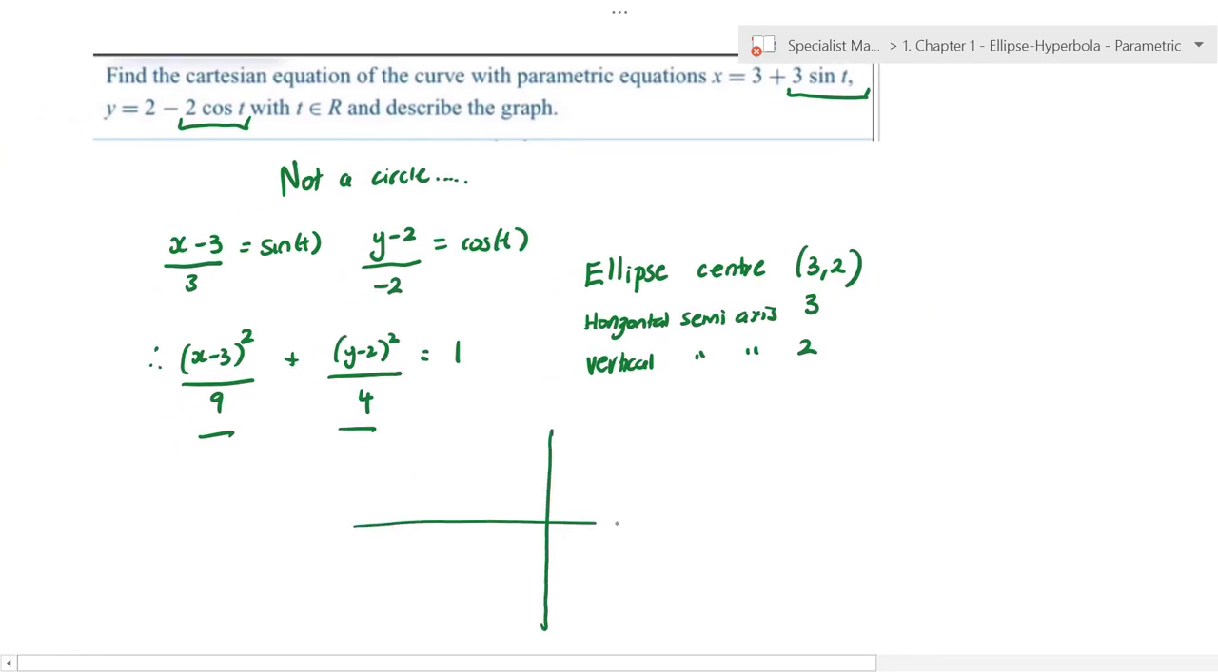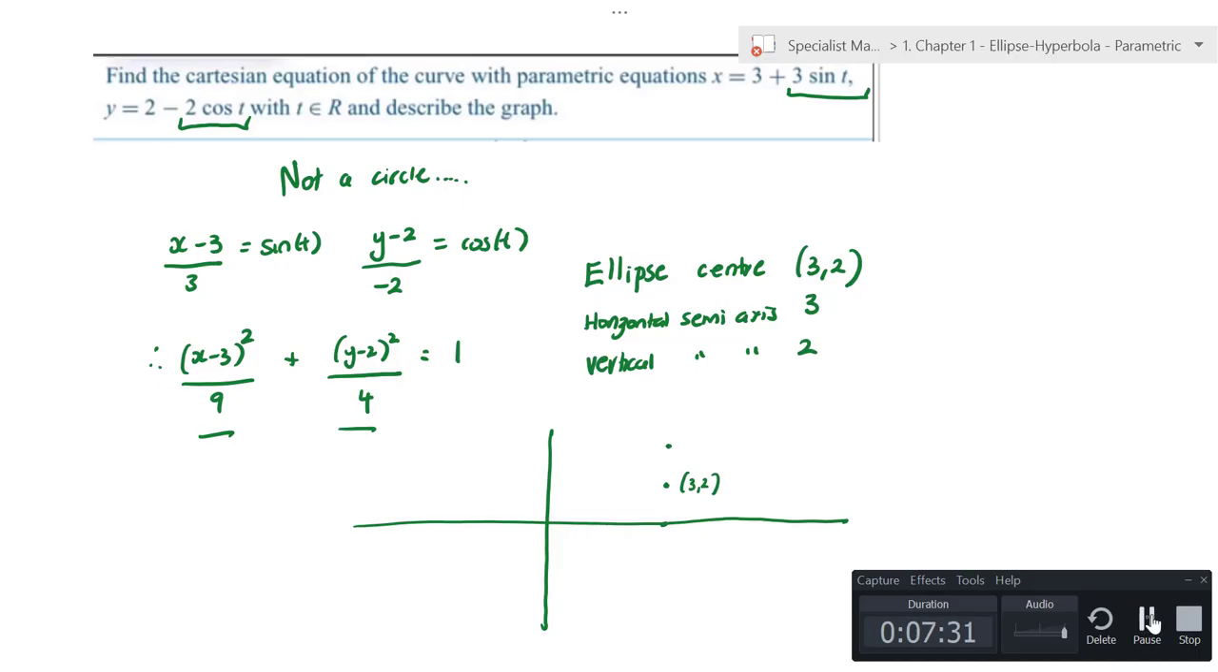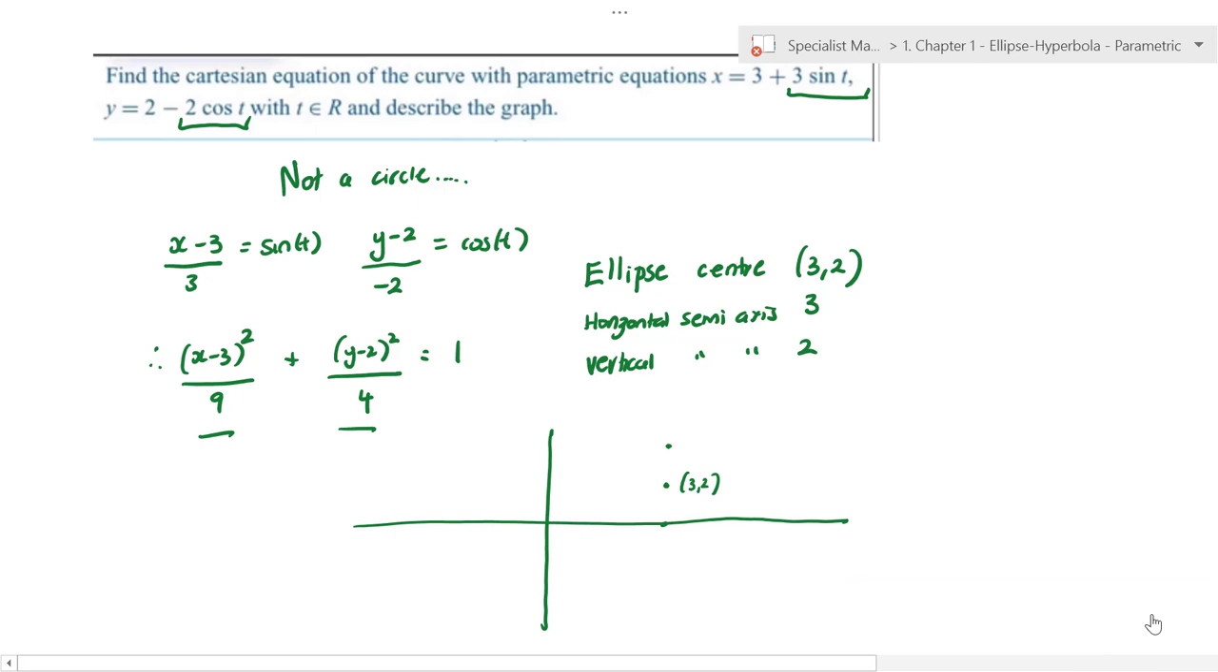Well, I've got the coordinates (3, 2). So here's my center here. Let's say that's (3, 2). But vertically, we're going 2 down there. So it's going to look something like that. Okay, now you can see there that we could draw this quite easily, couldn't we?